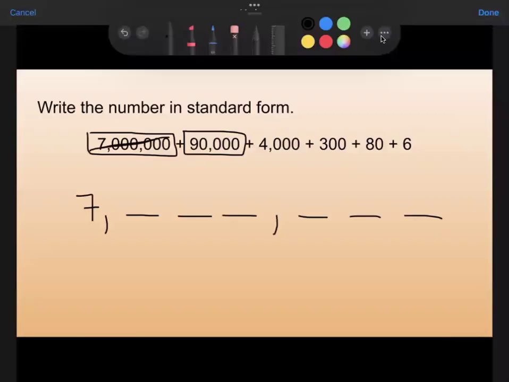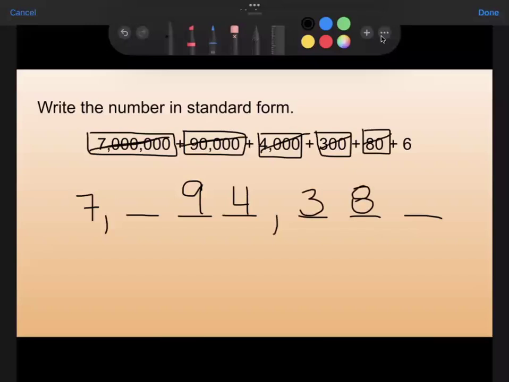Make sure that 9 goes in the 10,000s place, not the 100,000s place. And then I'm going to cross that off. Next, I have 4,000, so I'm going to put a 4 in the thousands place. 300 puts a 3 in the hundreds place. 80 puts an 8 in the tens place. And 6 puts a 6 in the ones place.